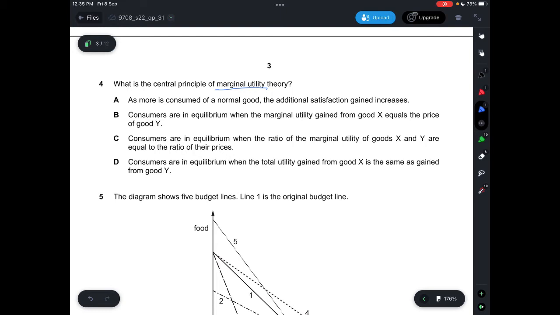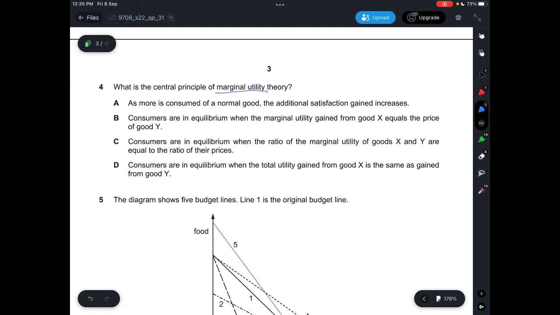A, it says as more is consumed of a normal good, the additional satisfaction gain increases. So the additional satisfaction, that means the marginal utility gain increases, which is incorrect. The marginal utility will only decrease. So A is incorrect. And we're talking about central principle.